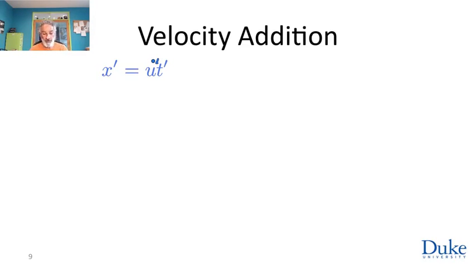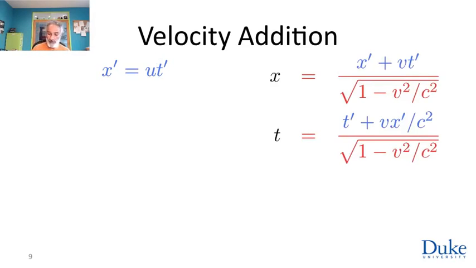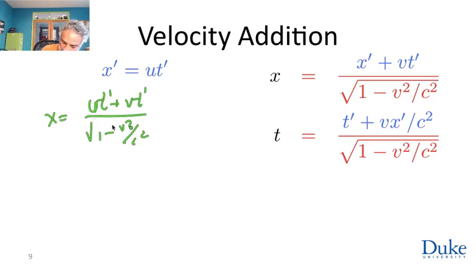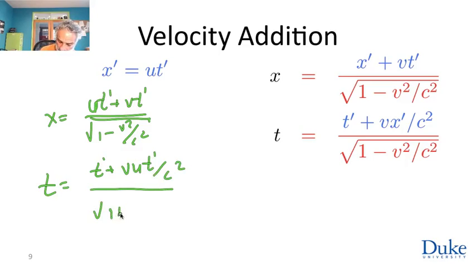So again, I draw the world line of the moving object as x prime equals u times t prime. I use my Lorentz transformations, plug in this information, and solve for x. So for example, I can do the calculation. x is equal to (u t prime plus v t prime) over the square root of 1 minus v squared over c squared. On the other hand, t is equal to (t prime plus v x prime over c squared), where x prime is u t prime, divided by the square root of 1 minus v squared over c squared.